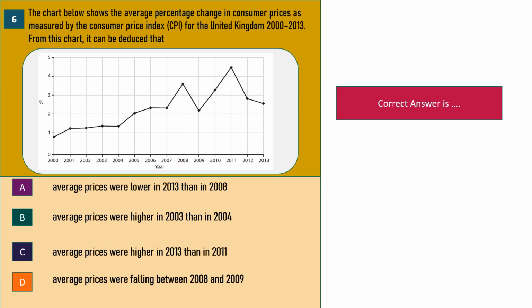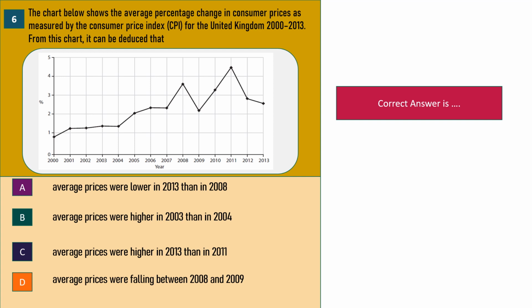This is also the same type of question that we did before, so I will not explain it that much, but you can do it as your homework question. The chart below shows the average percentage change in CPI, that is consumer prices, as measured by the CPI index for the UK from 2000 to 2013. From this chart, what can be deduced? The same way, they are giving the percentage change in CPI, not the CPI. And they are asking what happened.